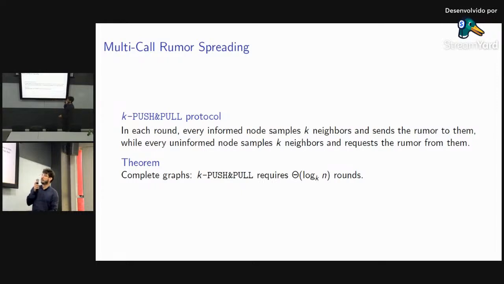So we prove that the number of rounds the process takes is log n over log base k. When you see this log base k, you can think of it as log n over log k. So basically the speedup that there is by incrementing k from 1 to something bigger is reducing the number of rounds, but by something which goes like the logarithm of k.